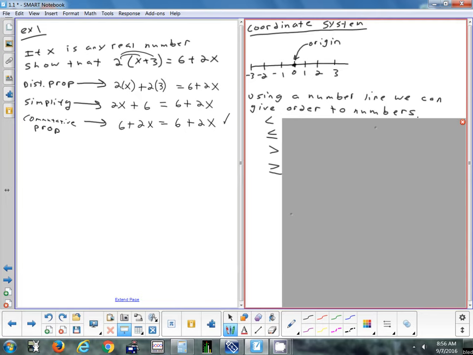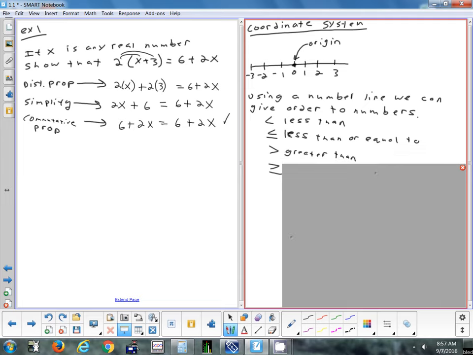And these are the 4 symbols that we can use when we're comparing numbers. Anybody tell me what that first symbol is? Yep, less than. How about the second symbol? Yep, less than or equal to. Okay, that third symbol? Greater than. Yep, greater than. And the last one is a greater than or equal to.